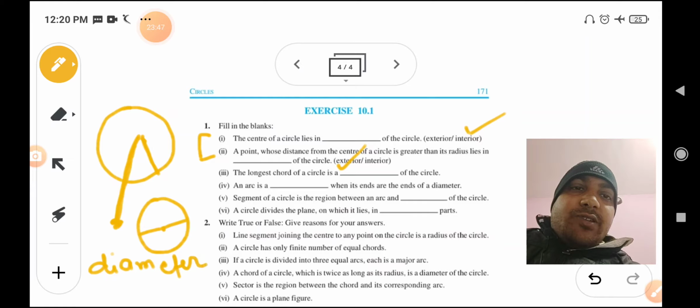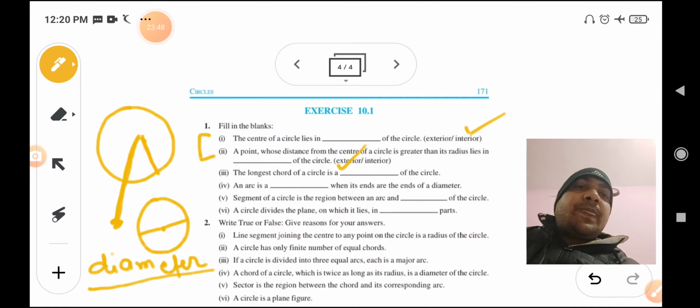Longest chord is diameter of the circle. So all the three parts are clear to everyone? Okay.